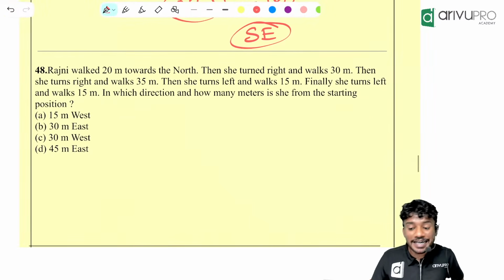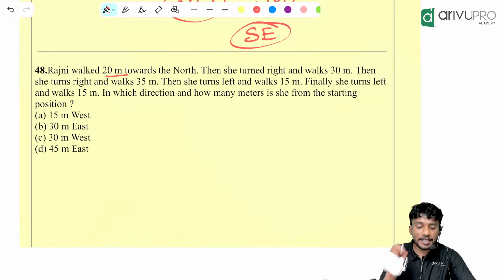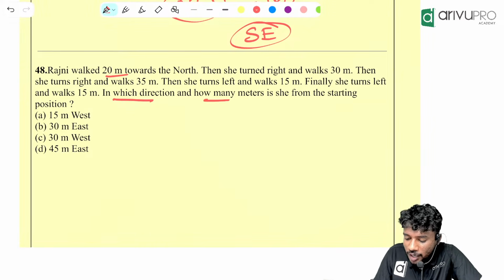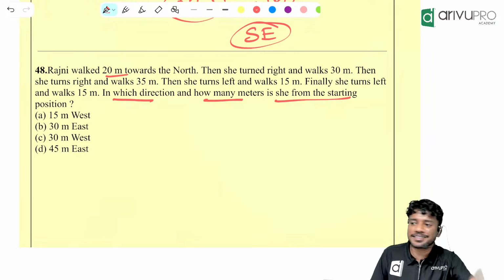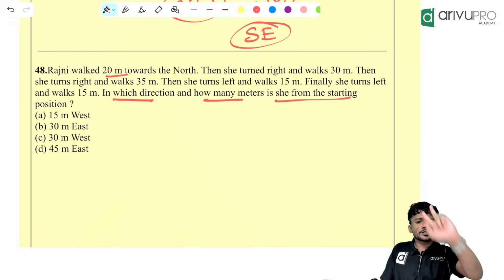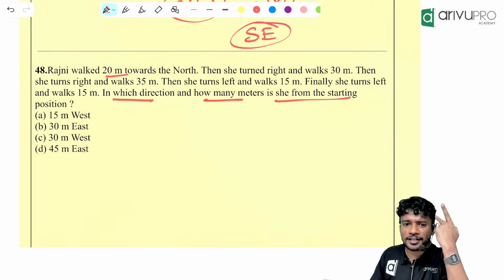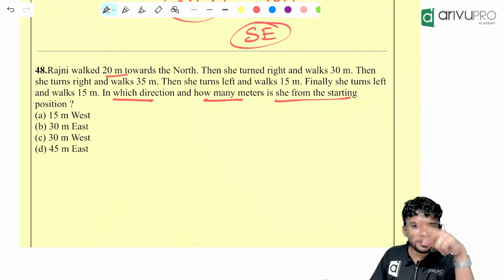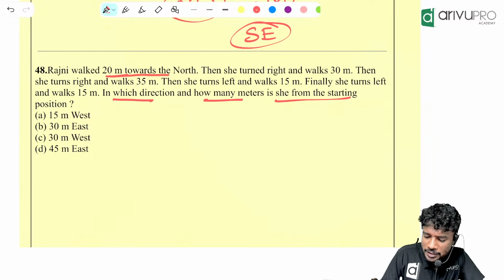Next question. Rajni walked 20 meters towards north. Read the last line. In which direction and how many meters is she from the starting point? Again, the same pattern. It is getting repeated in your attempt also, one or two questions. Surely, 2 marks is guaranteed. Study for the rest. It will be there based on this pattern.